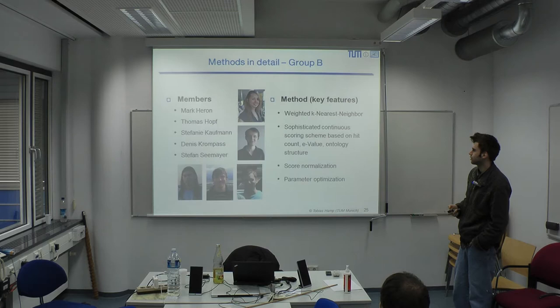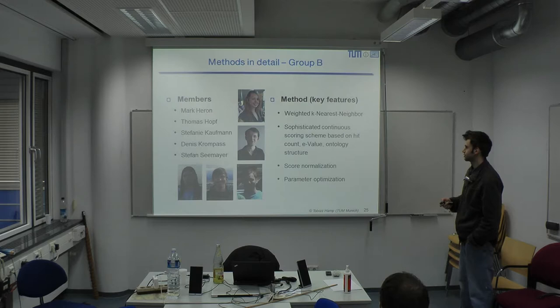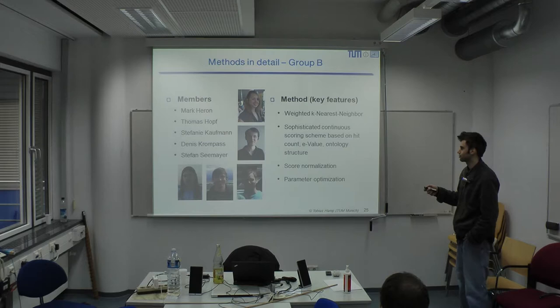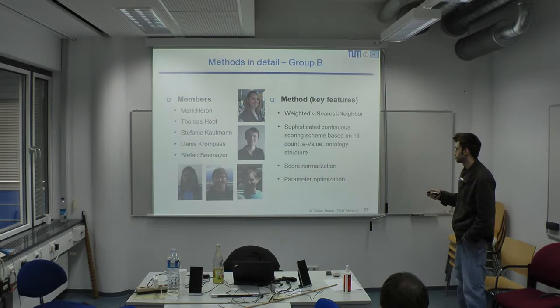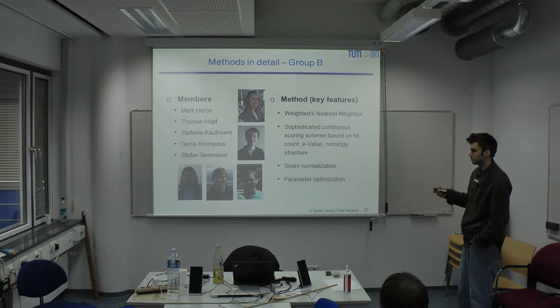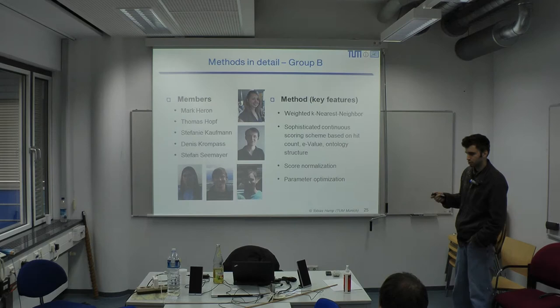Second method is quite a bit more sophisticated. Members of this group were Mark Heron, Thomas Hopf, Stephanie Kaufmann, Dennis Kompass, Stefan Seemeyer. They implemented a weighted k-nearest neighbor with a very sophisticated continuous scoring scheme that incorporated the hit count, so the number of GO terms among all the hits that they got, the e-value, the structure, and even the structure of the ontology. They normalized the scores so that they were comparable within the same prediction and across different proteins, and they optimized all their free parameters.